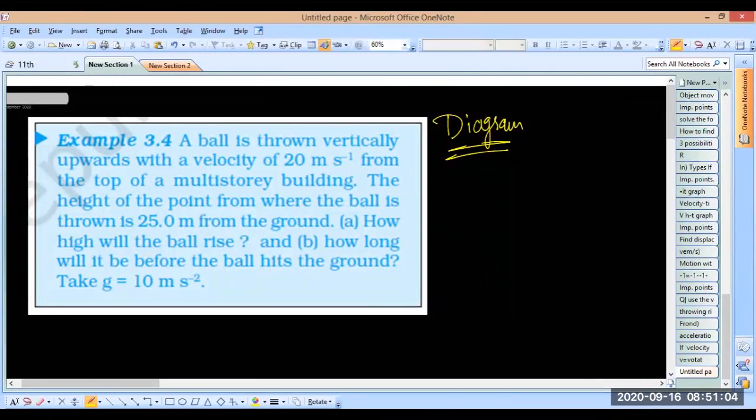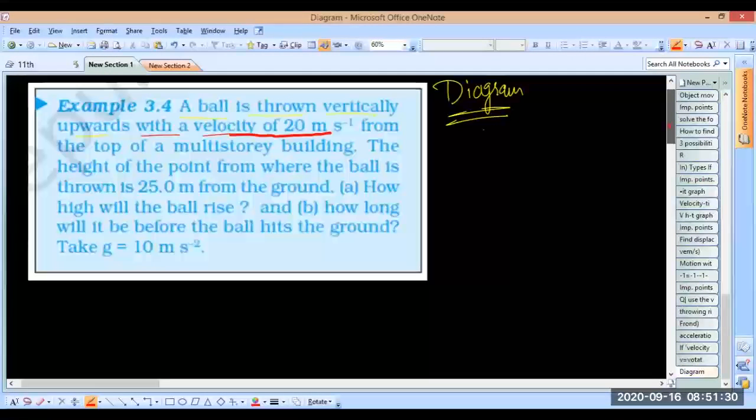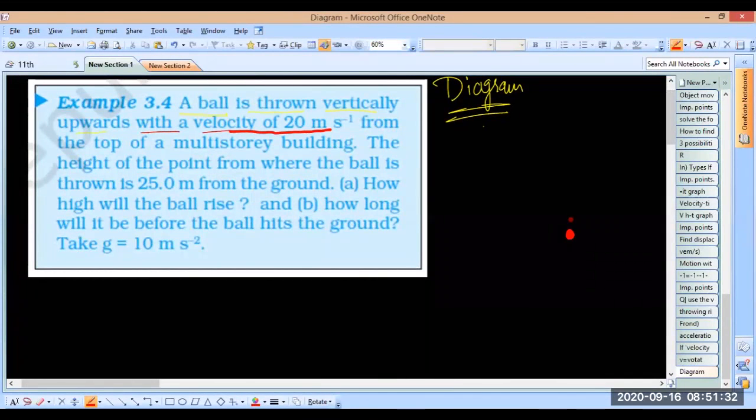So it says that a ball is thrown vertically. Vertically, that is like this, straight up. Vertically upwards, right? I think you all understand that. With a velocity of 20 meter per second. So what that means is from some point, let's say from here, we're throwing this ball up with a velocity of 20 meter per second.